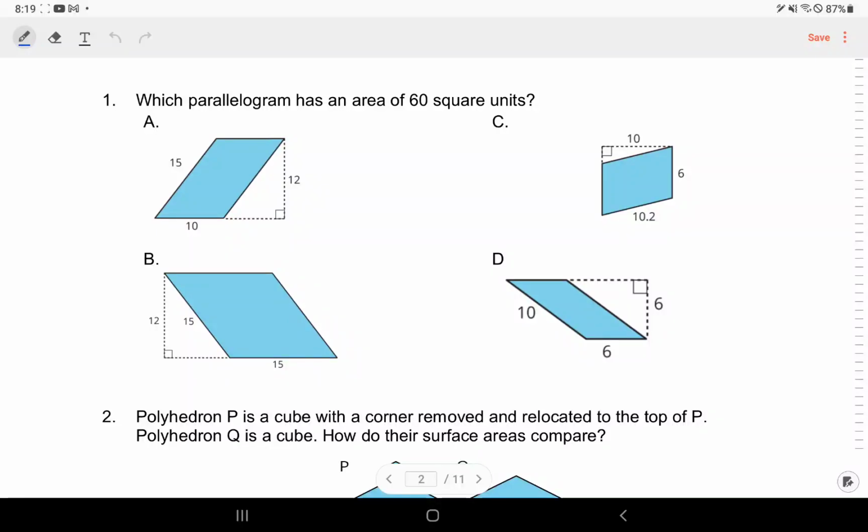So this is a review for the unit test tomorrow. So we're going to go over question 1, etc. I'll probably break it into 2 videos.